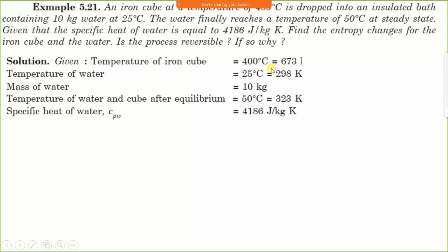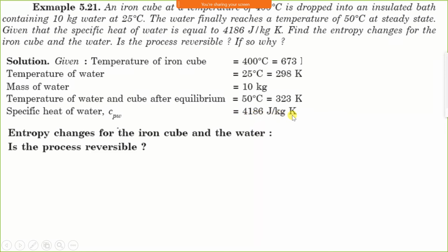Temperature of iron cube 400 degrees Celsius, that is 673 Kelvin. Temperature of water 25 degrees Celsius, that is 298 Kelvin. Mass of water 10 kg. Temperature of water and cube after equilibrium, that is after heat transfer is completed, 50 degrees Celsius. Water and iron cube both reach the same temperature, that is 50 degrees Celsius. It is 323 Kelvin. Specific heat of water 4186 joule per kg Kelvin.